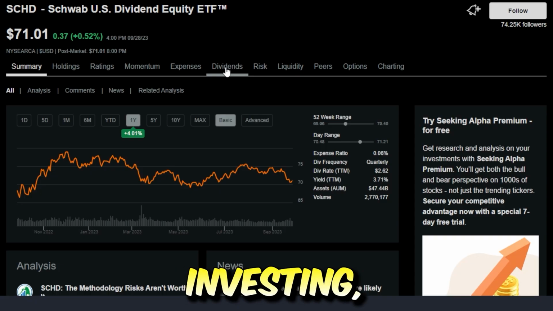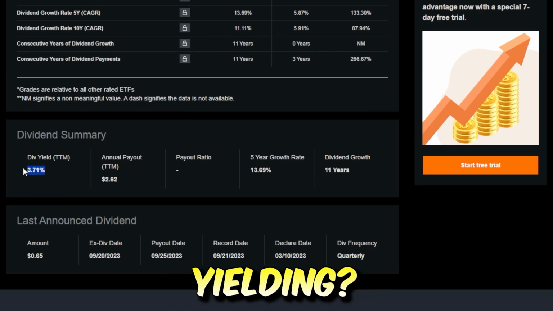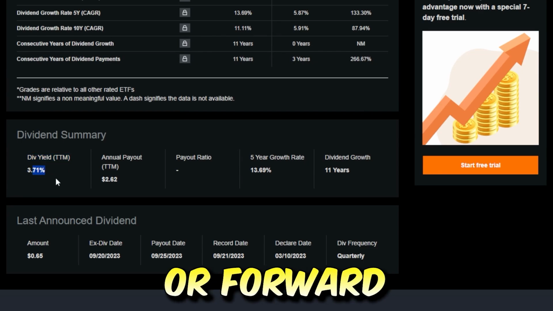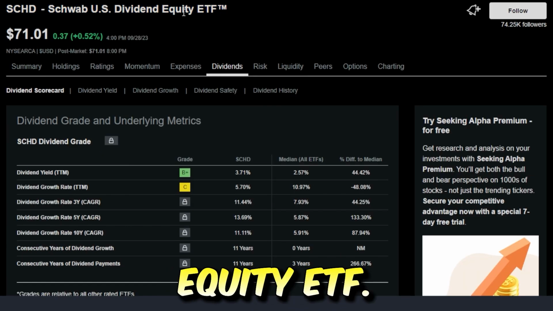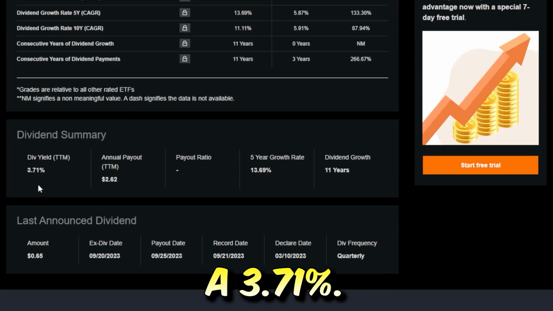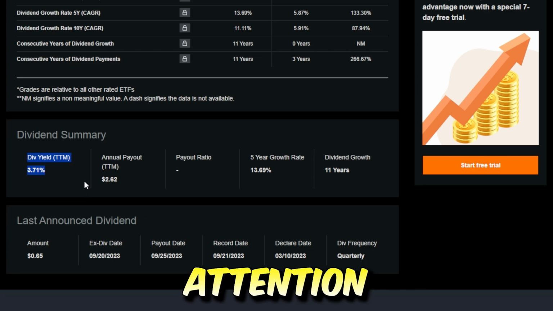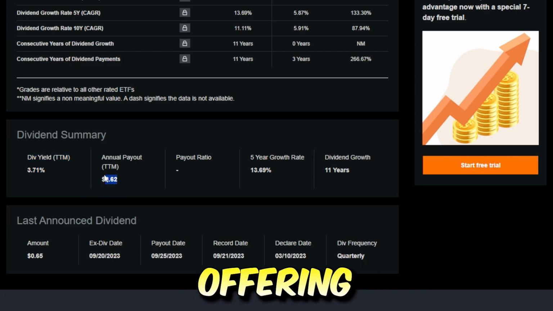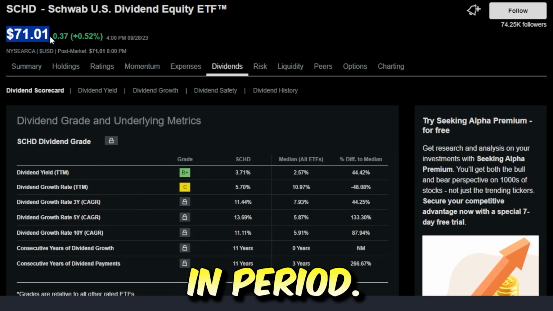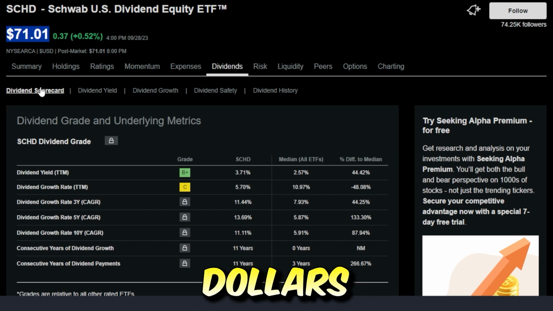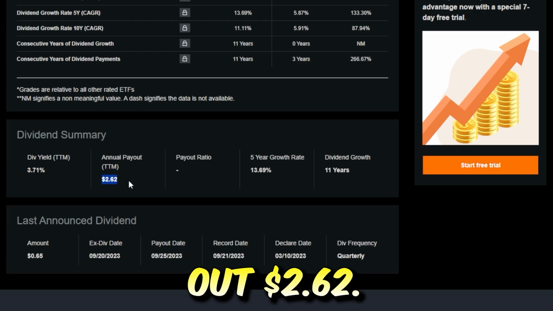Now, when it comes to dividend investing, most dividend investors look at how much the stock or ETF is yielding on a trailing 12-month or forward basis. For this example, the SCHD ETF, or the Schwab US Dividend Equity ETF, currently has around a 3.71% trailing 12-month dividend yield, which is definitely an important metric to pay attention to. With that yield, it is offering around $2.62 per share. So for every share of SCHD that you purchase for $71.01, you as an investor are going to get paid out $2.62 per year.